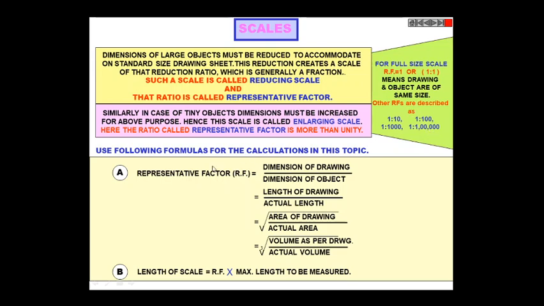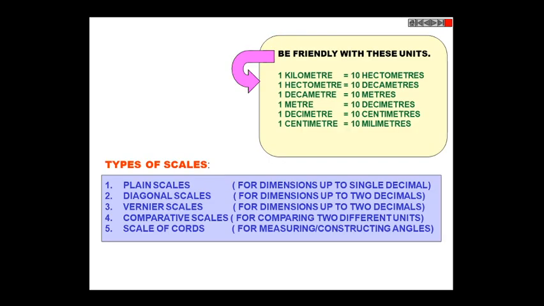RF is nothing but the representative factor, that is the dimension of drawing divided by the dimension of object, and also the length of the drawing divided by the actual length. These are the two formulas we are going to use in this study. These are a few conversion factors: 1 kilometer equals 10 hectometers, 1 hectometer equals 10 decameters, 1 decameter equals 10 meters, 1 meter equals 10 decimeters, 1 decimeter equals 10 centimeters, and 1 centimeter equals 10 millimeters.